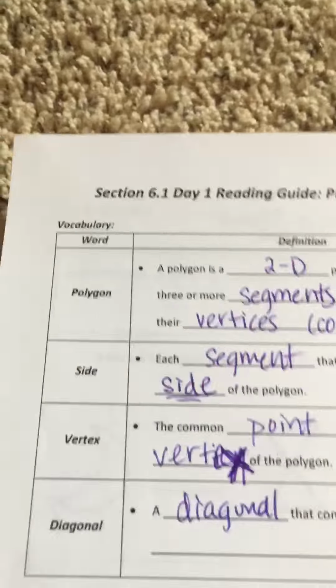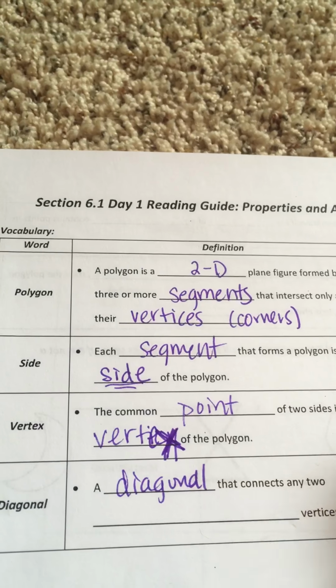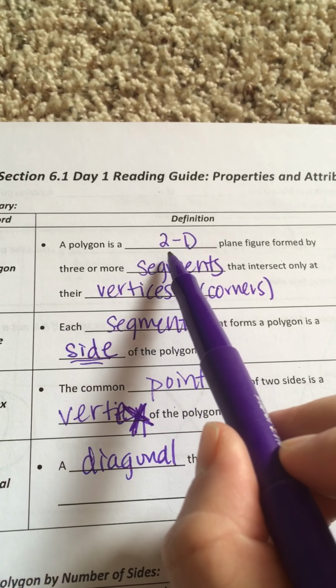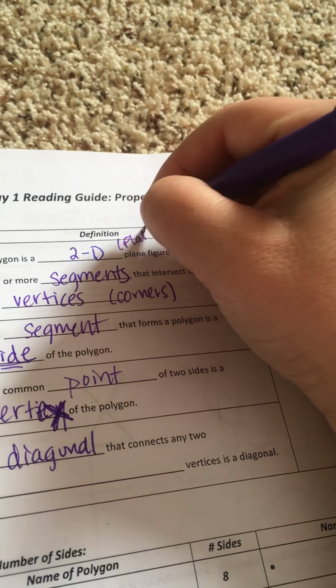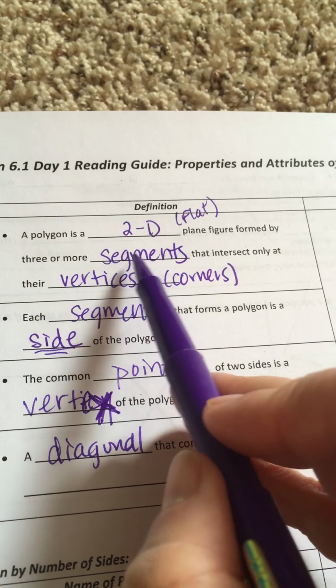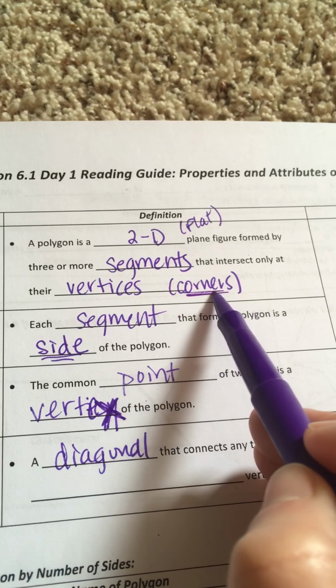All right, here we go with Unit 6, Day 1 notes. So we're talking about polygons, and we're going to talk about polygon shapes. Essentially, those are what they are. A polygon is a 2D, so two-dimensional or flat, plane figure formed by 3 or more segments that intersect only at their vertices. So they make the corners of the shape.